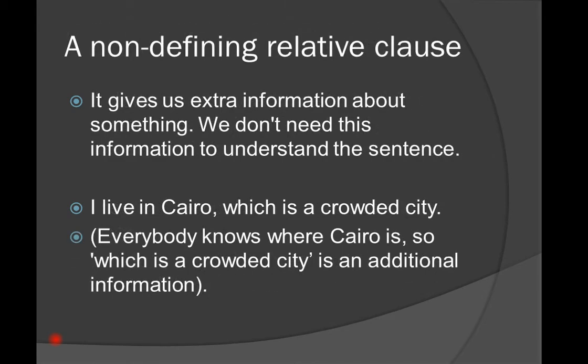Today we explain non-defining relative clauses. Well, non-defining relative clauses give us extra information about something or someone. We don't need this information to understand the sentence, but it adds to our information. For example, I live in Cairo, which is a crowded city. Everybody knows where Cairo is. It is the capital of Egypt. So, which is a crowded city, is additional information. We do not need it to know what Cairo is, okay?